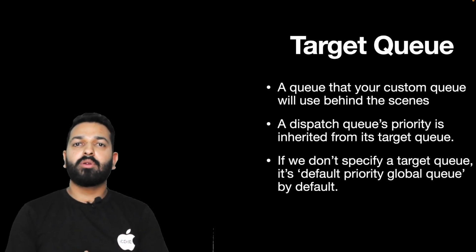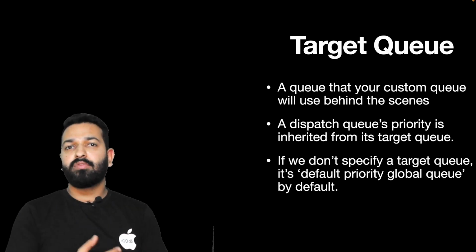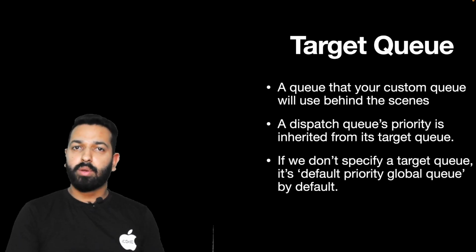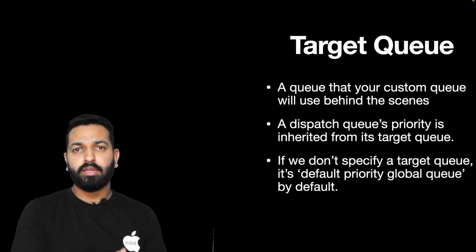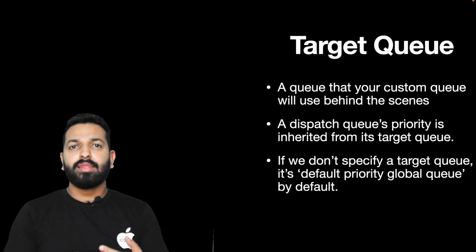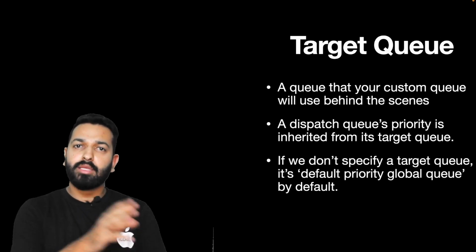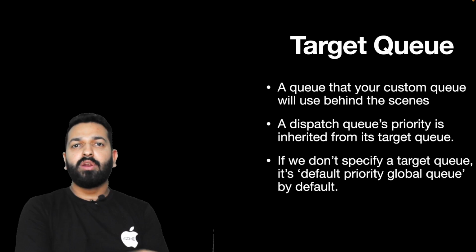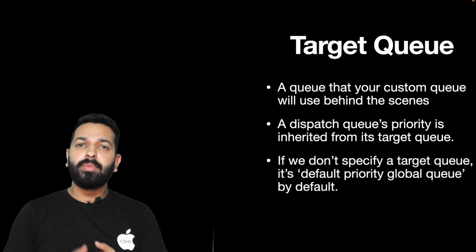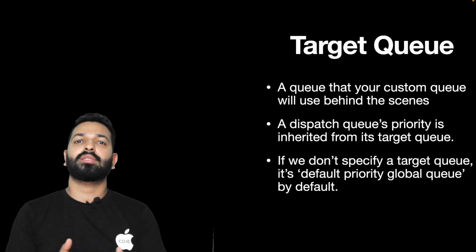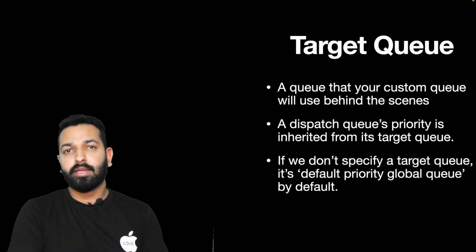Now comes the question: what about the priority? For the last 10 to 15 minutes we have been discussing quality of service, the priority, and those kinds of things. So if our job will be executed on some other queue, the target queue, what will be the priority? Any queue that you create inherits its priority from the queue on which the actual execution will take place, that is its target queue.